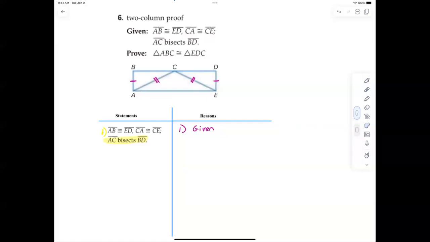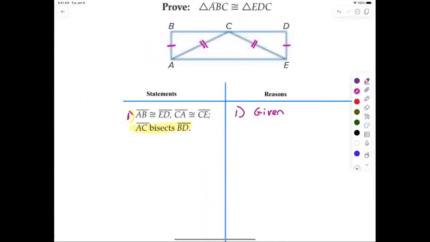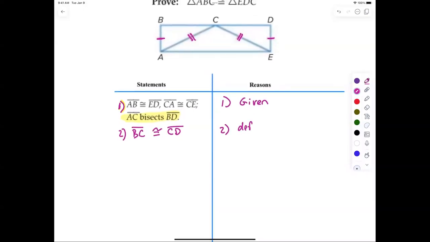All right, they're telling you that AC bisects BD. When something is bisected, it's just cut in half. Which means what is true about those 2 statements, BC and CD? They're congruent. That's all you need to know. So once again, statement number 2, we should be able to say BC is congruent to what? CD, and that is because, yes, thank you, definition of bisect.